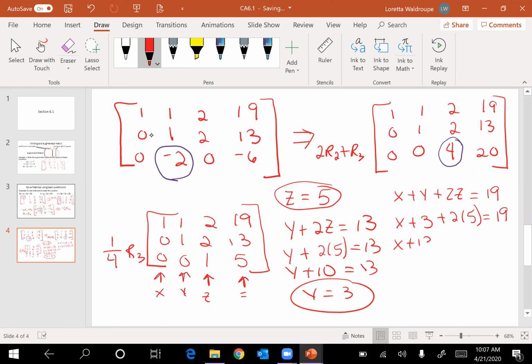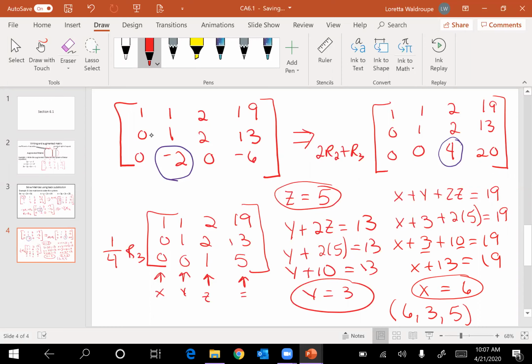x plus y is 3, plus 2 and z is 5 equals 19. Multiply. x plus 3 plus 10 equals 19. Combine my 3 and 10 to get 13, and then move my 13 over by subtracting it to get 6. So my final answer is the ordered triple 6, 3, and 5. That is your lecture for 6.1.